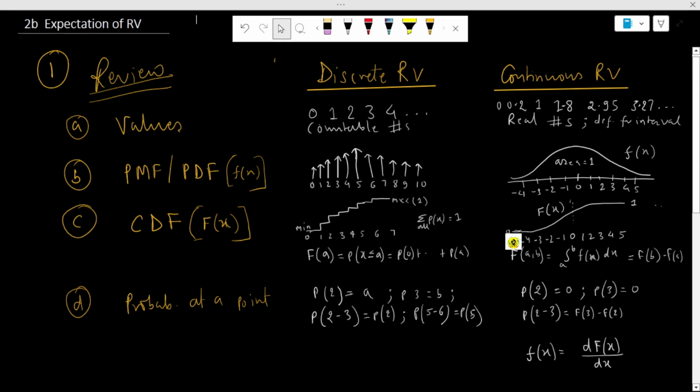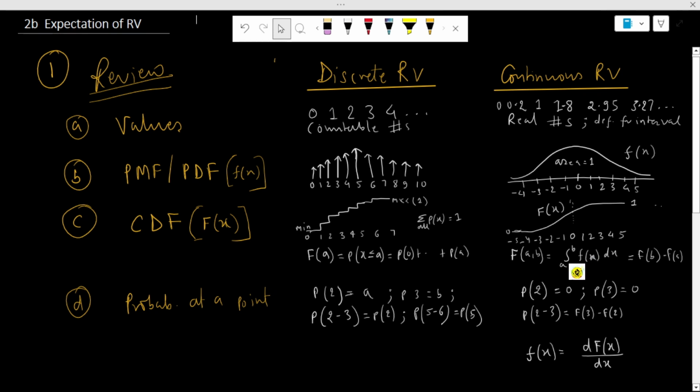And for the continuous random variable, the graph of the cumulative distribution function is something like this, like the letter S, and it depends on the kind of distribution. The CDF is denoted by capital F of x. In case of the continuous random variable, we integrate the probability density function in order to get the cumulative distribution function, represented by this relationship.